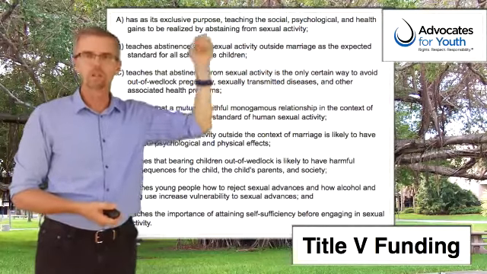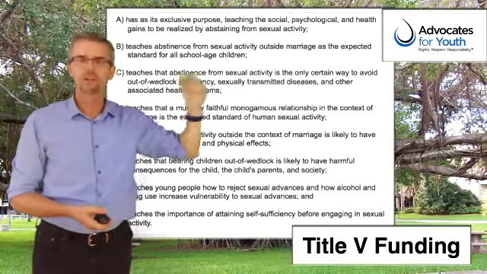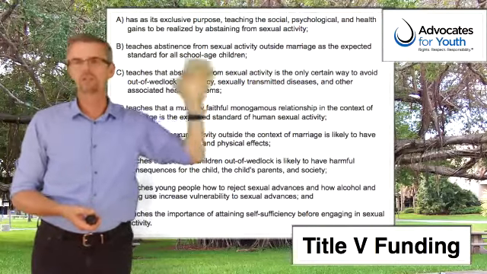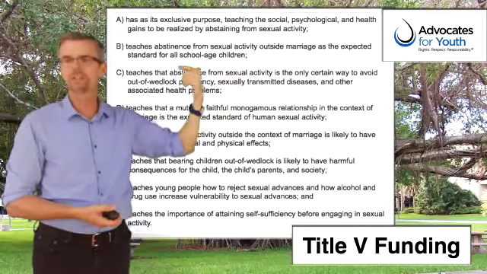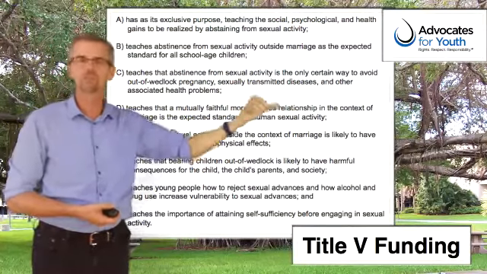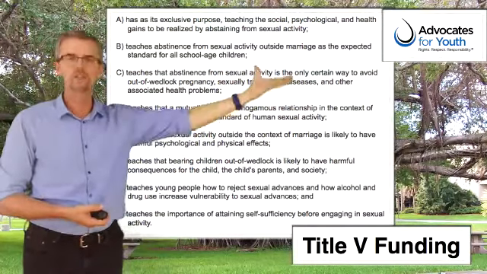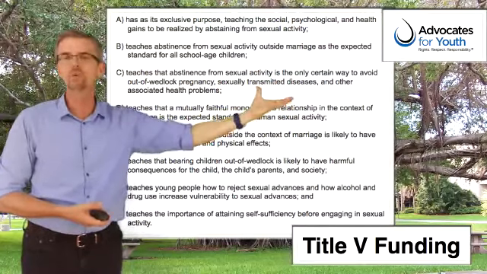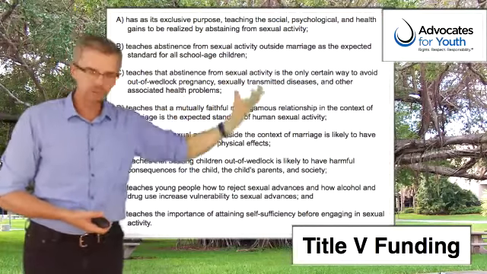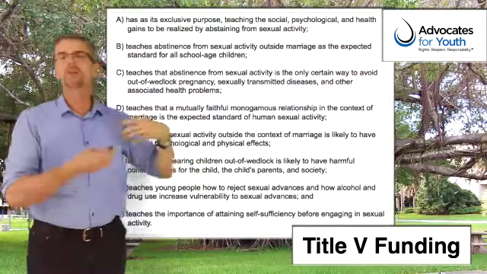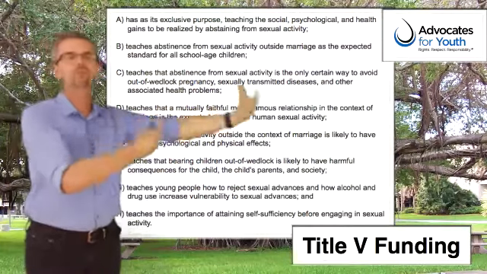Number 1 goal, you teach that there are a lot of benefits coming from abstaining from sexual activity. Number 2, you teach abstinence from sexual activity outside of marriage as the expected standard for all school-age children. This is the standard in America. This is what they need to think and have taught to them. And so there's all of these points all the way down here. These are what you have to do.